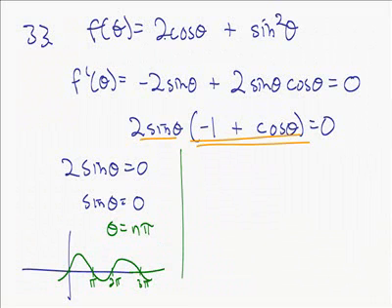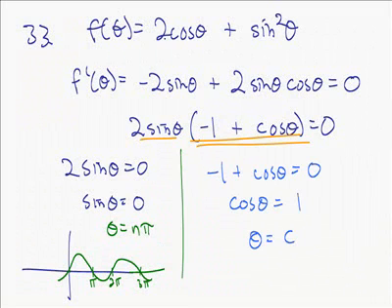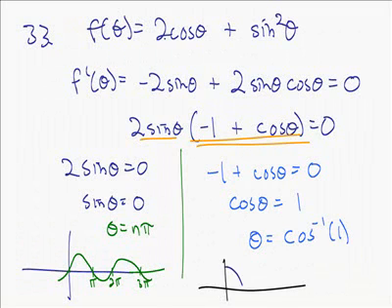Now the other possibility where we could have the derivative come out to be 0 is where -1 plus cosine of theta is equal to 0. Adding 1 to both sides, that's going to be where the cosine of theta is 1. And so theta then is going to be the inverse cosine of 1. Where is cosine equal to 1? Well, let's remember what the cosine function looks like. Cosine function looks like this. So cosine function is 1 here at 0, and then again at 2 pi, and then again at 4 pi, and so on.